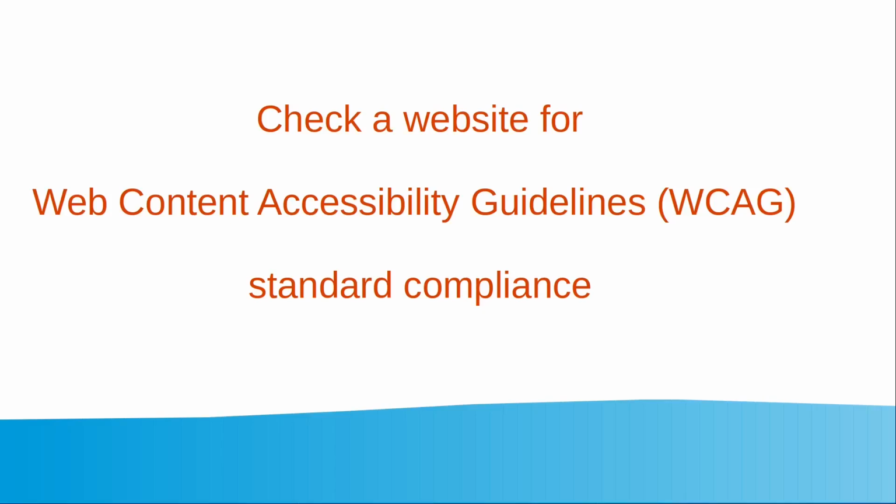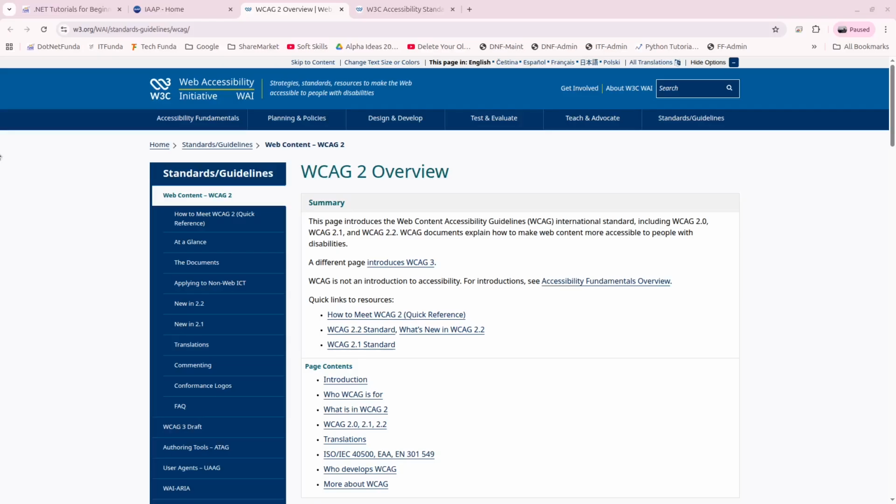In this video, we are going to learn how to check a website for Web Content Accessibility Guidelines, also called WCAG standard compliance. The Web Content Accessibility Guidelines international standard, which includes WCAG 2.0, WCAG 2.1 and WCAG 2.2, is basically a document that explains how to make web content more accessible to people with disability.